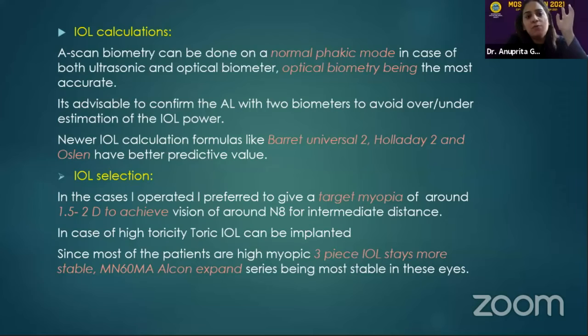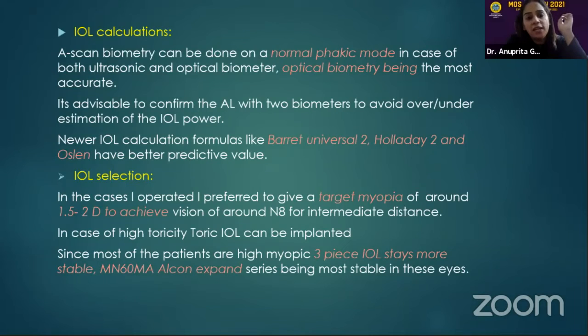Now, I would suggest that we should counter-check the axial length with two different types of biometers, ultrasonic and optical, just to be double sure, because we should always keep in mind this is the second surgery being done on the patient.